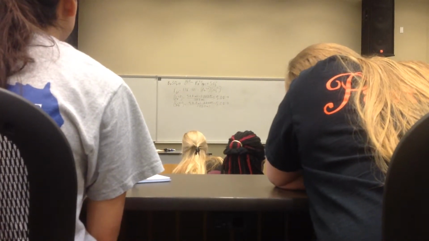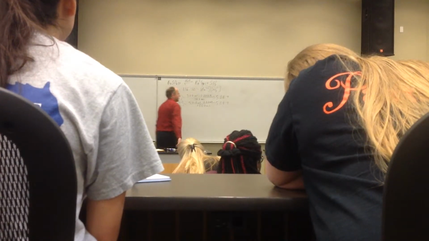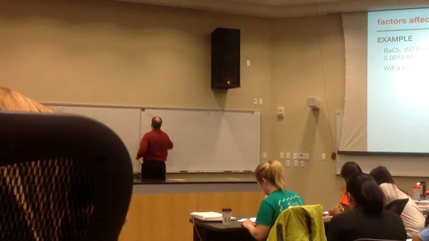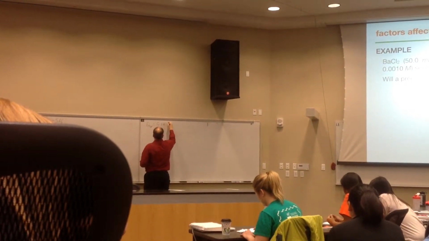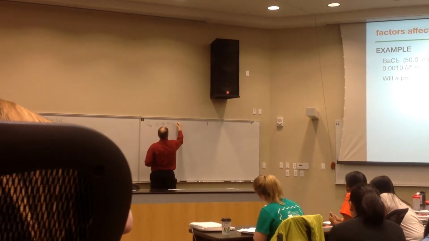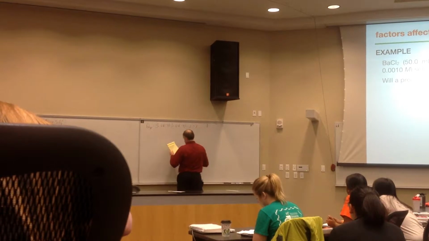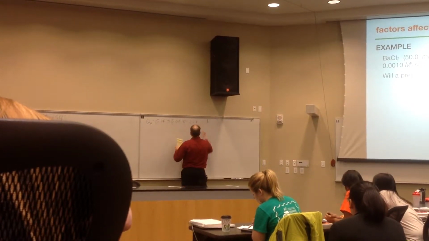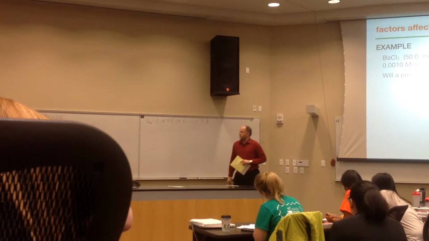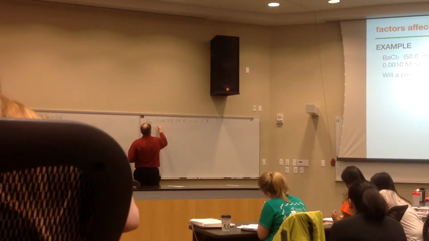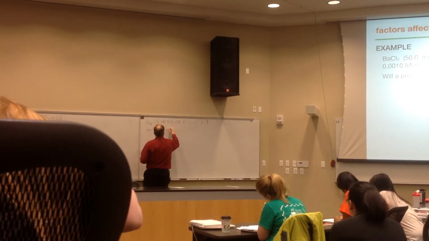Now, question is, will a precipitate form? Okay, well, I got to calculate Q. Again, Q has the exact same functional form, so I can just plug in those values. I'm skipping a step now. (2.5 times 10 to the minus 7). Q is definitely greater than KSP, so a precipitate will form.